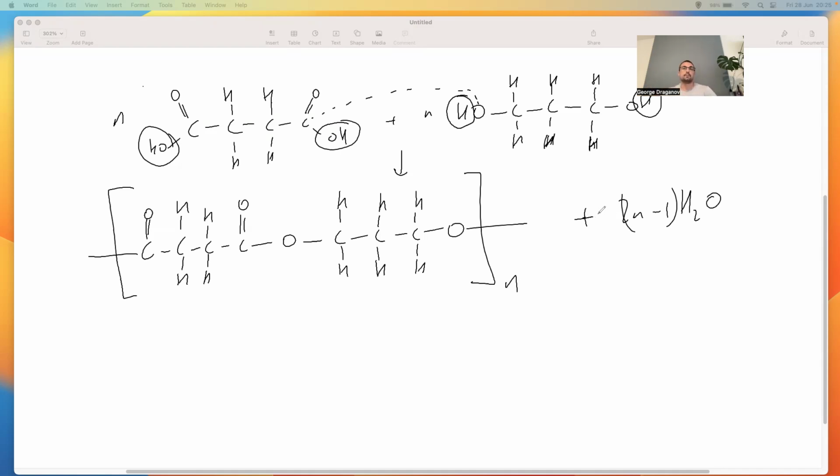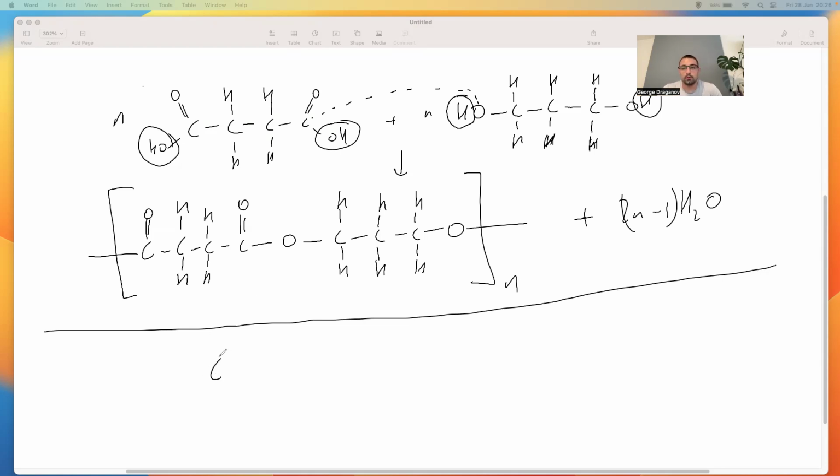That is how you do it. So just stick to the basics. The OH comes off of the carboxylic acid and the H comes off of the alcohol. Now you can also be asked to work backwards. So you should be able to work forwards and backwards. So if I drew out a polymer, you should be able to go backwards.